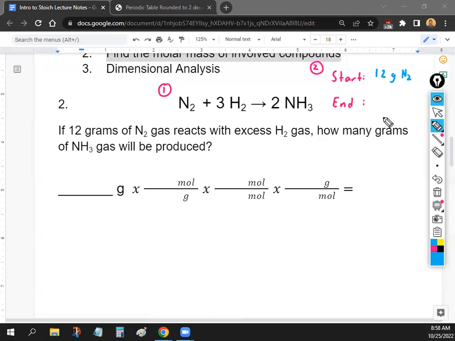So far, so good? Okay. All right, so that's what we start with. Our ending point is what we're looking for. So what are we looking for in this problem? Yeah, how many grams of NH3? Usually, what you're looking for is going to come after how many. Okay, so we got our starting point and our ending point. And that's going to tell us what the important chemicals are. The important chemicals are N2 and NH3.